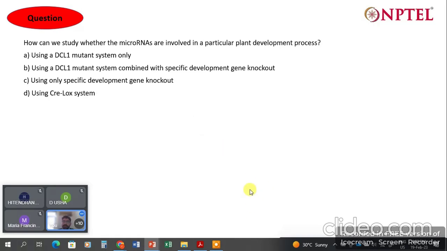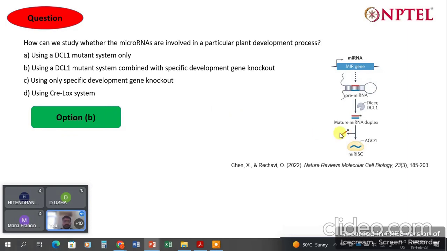So yes, the answer is option B. What happens is this DCL1 is basically a dicer enzyme that is present in plants. So it helps in the formation of microRNAs. And why are we using a specific development gene knockout with the DCL1 mutant? Because if we mutate the plant with the DCL1, then the plant will not be able to form microRNAs.